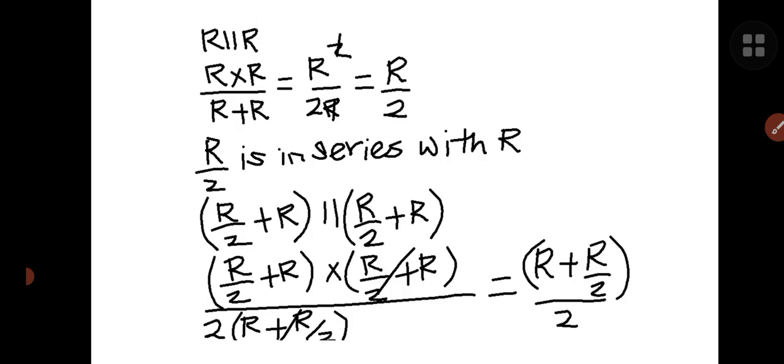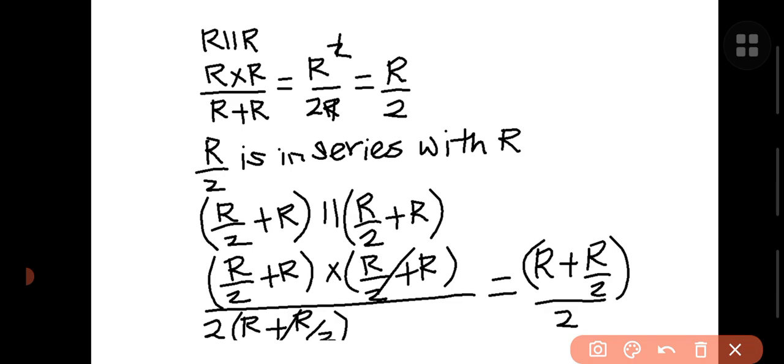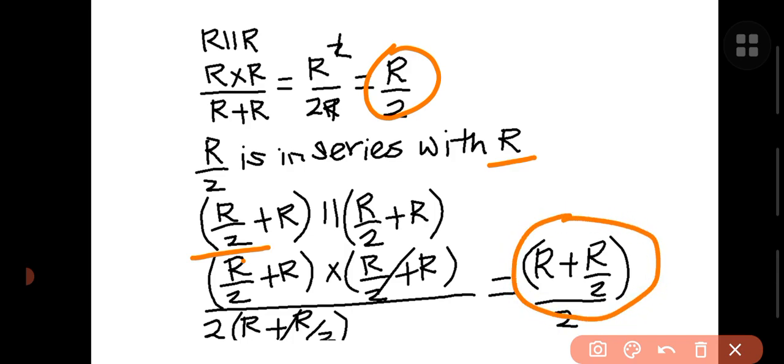Starting from your rightmost end, from the top to the bottom, R is parallel with R, so we get the equivalent resistance R by 2, and this R by 2 is in series with R, so we get R by 2 plus R, which is parallel with the other branch resistor R by 2 plus R, and simplifying we get this value, R plus R by 2, the whole divided by 2.